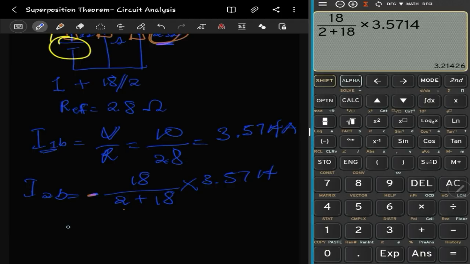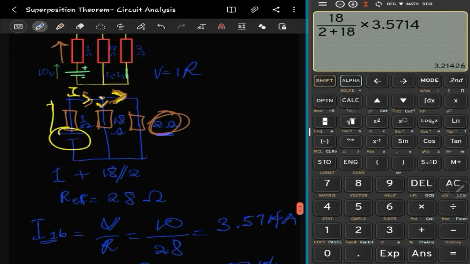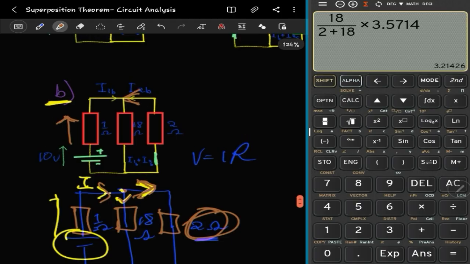And that is what the I2B will be. That is 3.2143 amperes, right? So this is what we have. So meaning that we've actually been able to find all the main current that we need in this particular one. Then it's to just add them up to get what we have here.